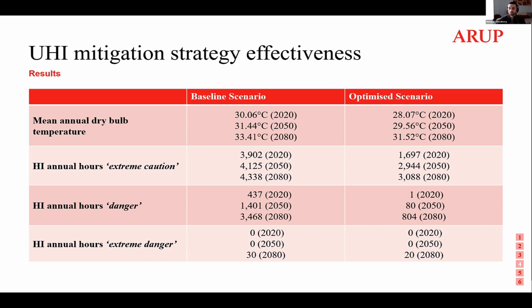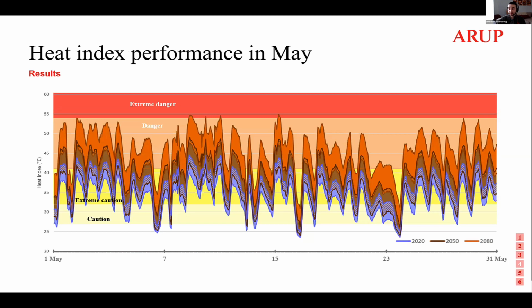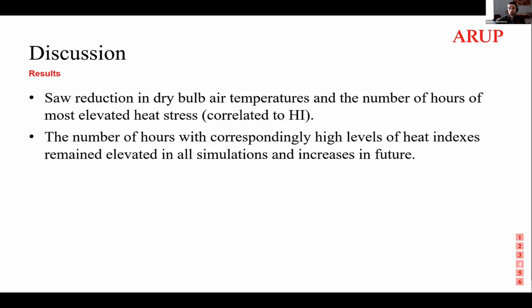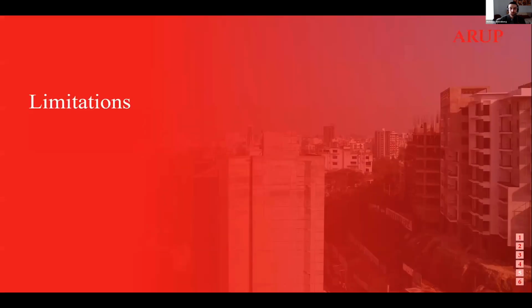I also looked at heat index performance within a single month, May, which is one of the hotter months in Chattogram. We can see the different time-based data sets, and so we can visualize the performance ranges depending on the implementation of the passive measures. So, some final discussions: we saw a reduction in dry bulb air temperature and in the number of hours of the most elevated heat stresses. And of course, the stressors increase going into the future.